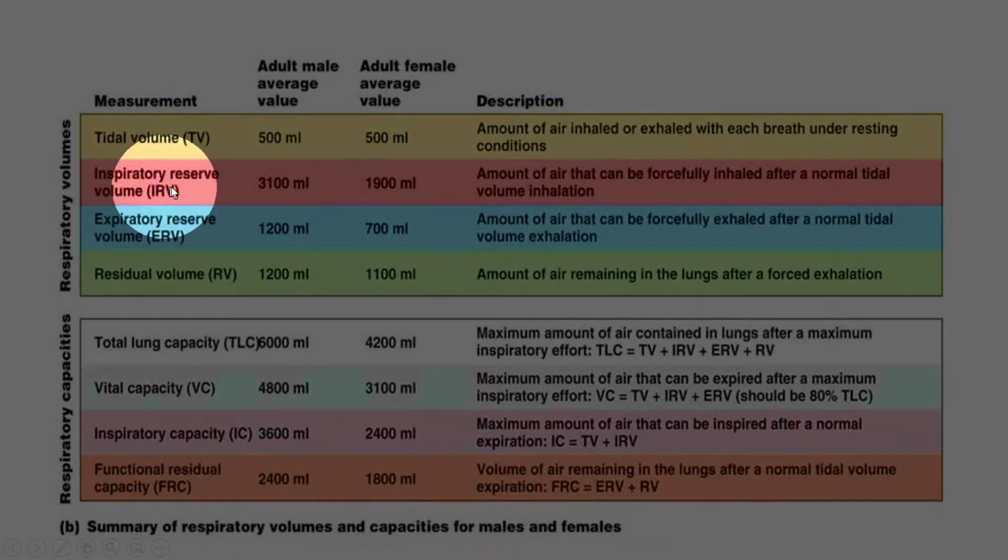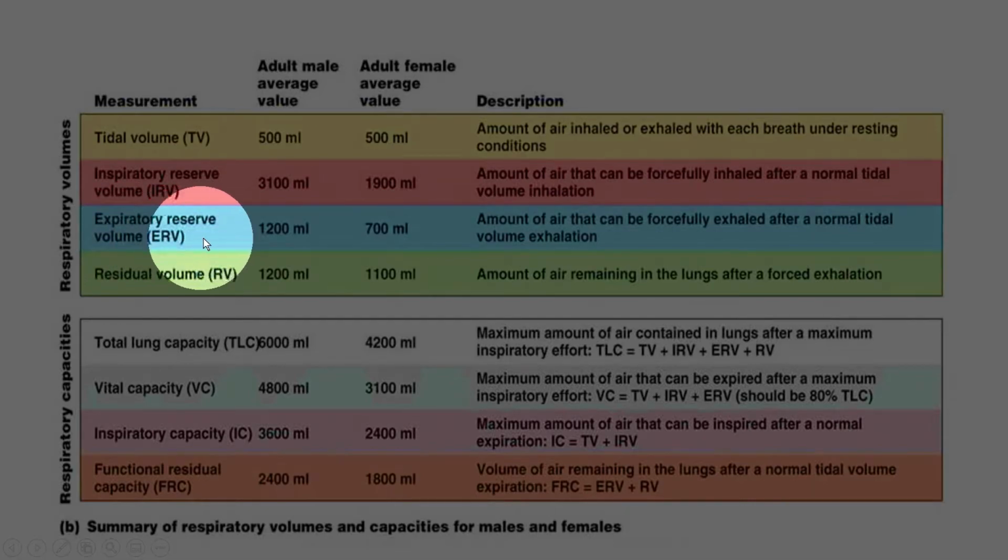Then come to inspiratory reserve volume. This is another type of volume, and its amount is about 3100 ml in male subject and 1900 ml in female subject. Inspiratory reserve volume is defined as the amount of air that can be forcibly inhaled after normal tidal volume inhalation.